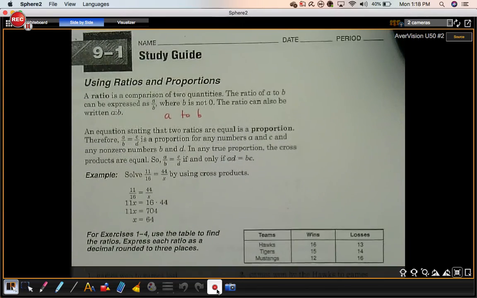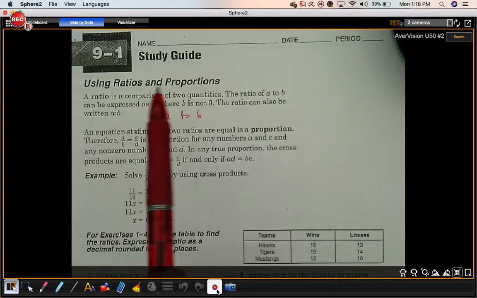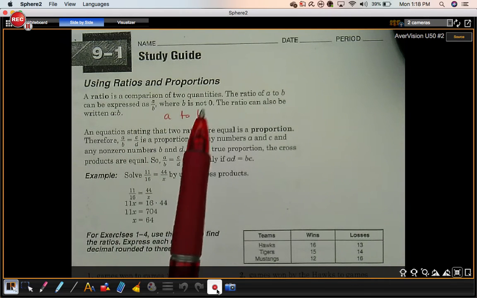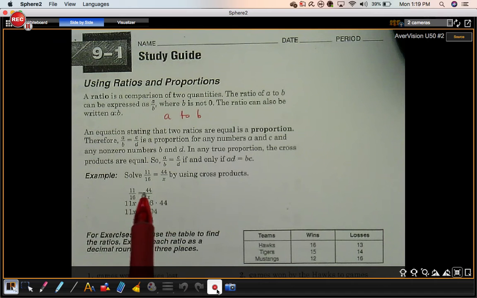So what we're going to work on in this section with ratios and proportions, we're going to reduce some ratios. They're going to give you proportions where you're missing one of four quantities. Then you're going to cross multiply and solve for the missing one.